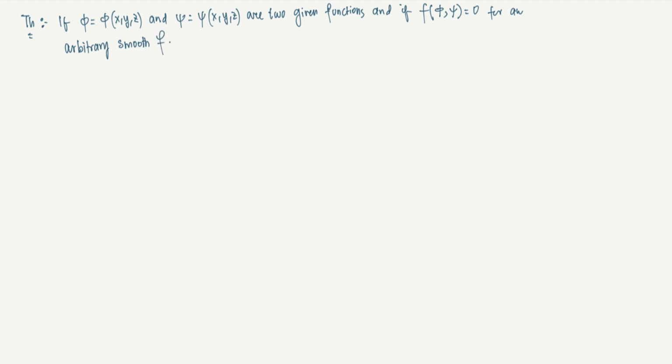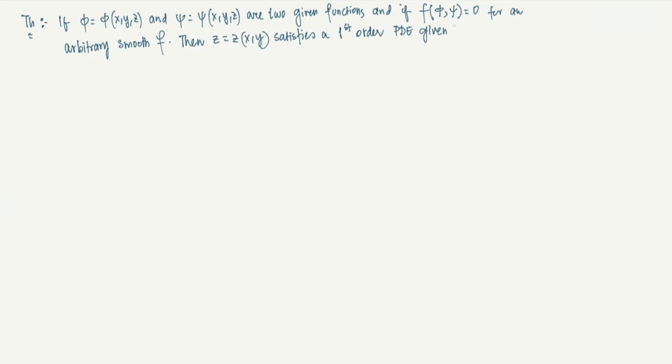So essentially you start with two functions of three variables, and you also look at a relation which depends on those two functions. The relation is f equals to 0. Essentially you are looking for that sort of level set. Now the thing is this: then z, which is a function of x and y, satisfies a first order PDE.